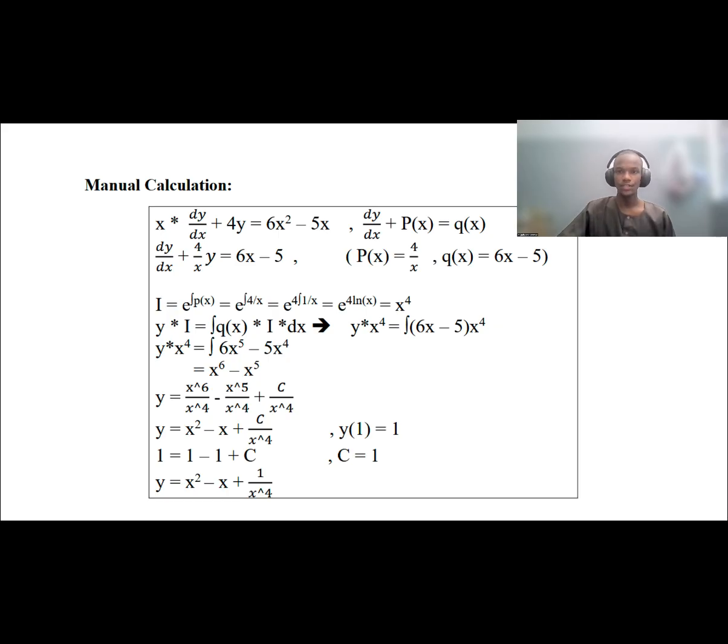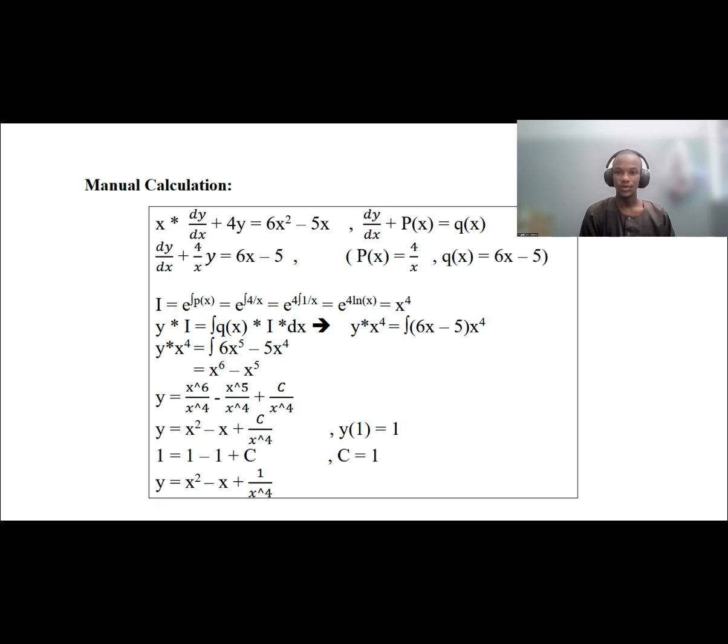For question 1b, we have x dy over dx plus 4y equals 6x squared minus 5x, with initial condition y of 1 equals 1. First, I will convert this to standard linear form by dividing by x. dy over dx plus 4 over x times y equals 6x minus 5. This is now in the form dy over dx plus p(x) y equals q(x), where p(x) equals 4 over x and q(x) equals 6x minus 5.